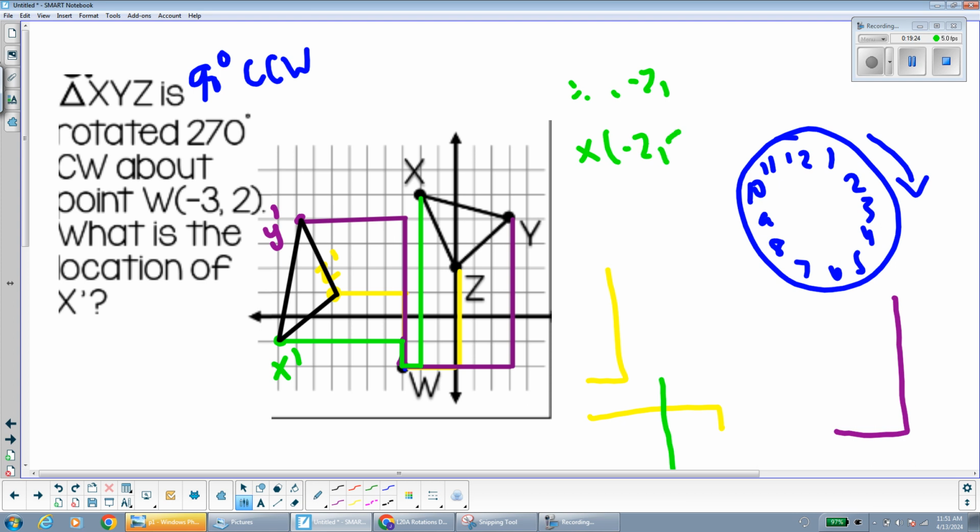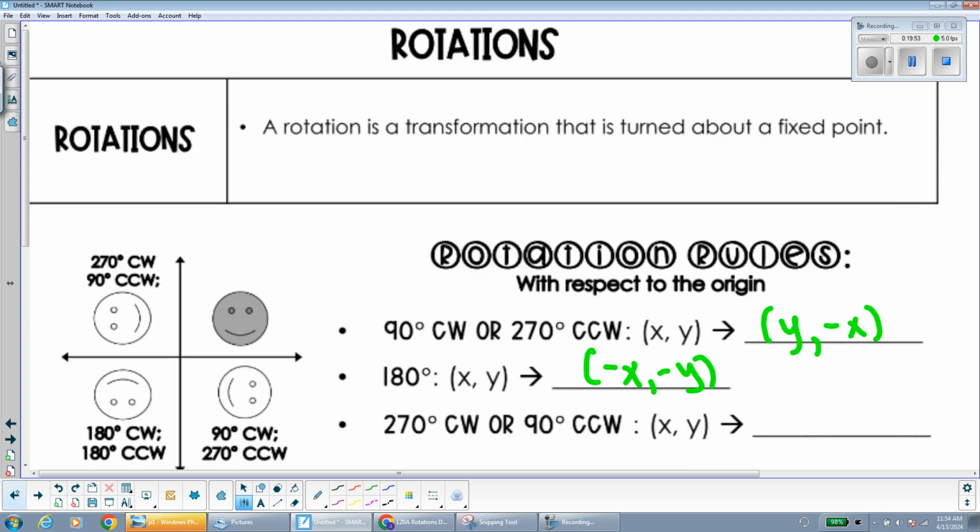X is -2, 5. And X prime, -1, 2, 3, 4, 5, 6, became -5, 2. So now the order switched, and the original y coordinate became the opposite sign. So we can fill in our table over here. The order switched. The original y became the opposite sign. So here are the rules for rotation.